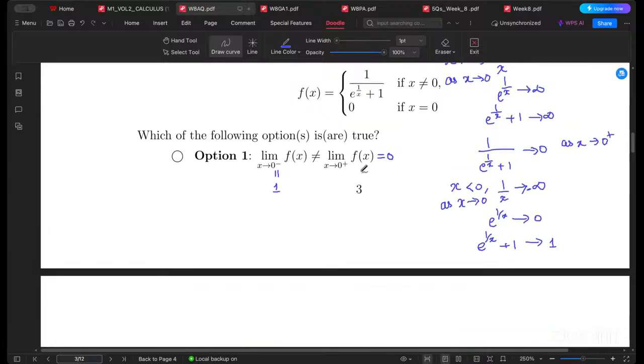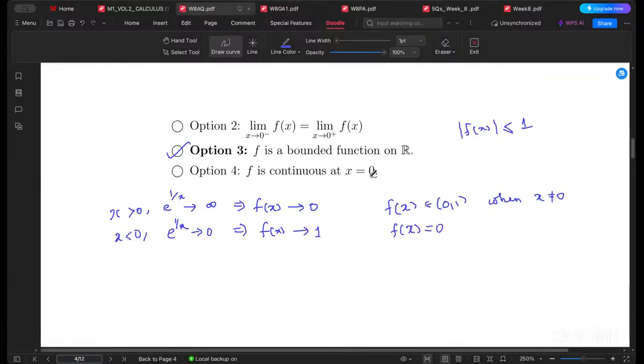So now whether it is continuous at x is equal to 0 or not: if it is continuous, the left hand limit and right hand limit should be the same, right? Here they are not equal, so it is not continuous. So is this problem clear for everyone? Yes. Okay, good.